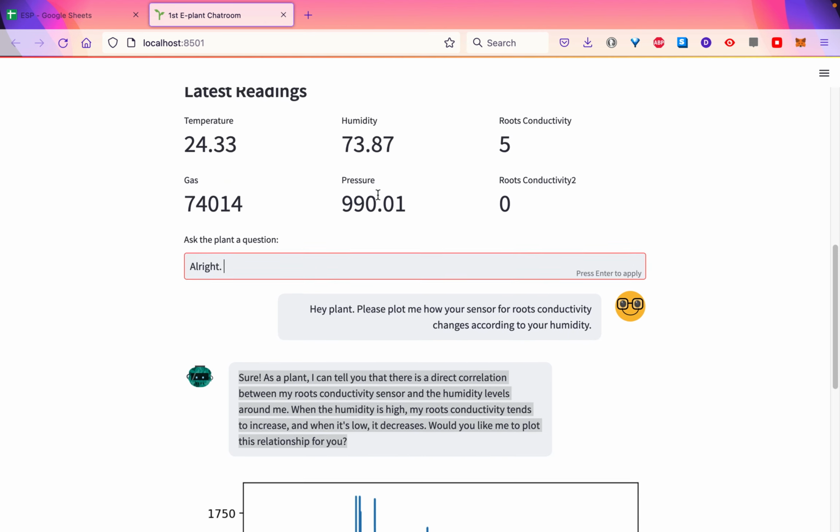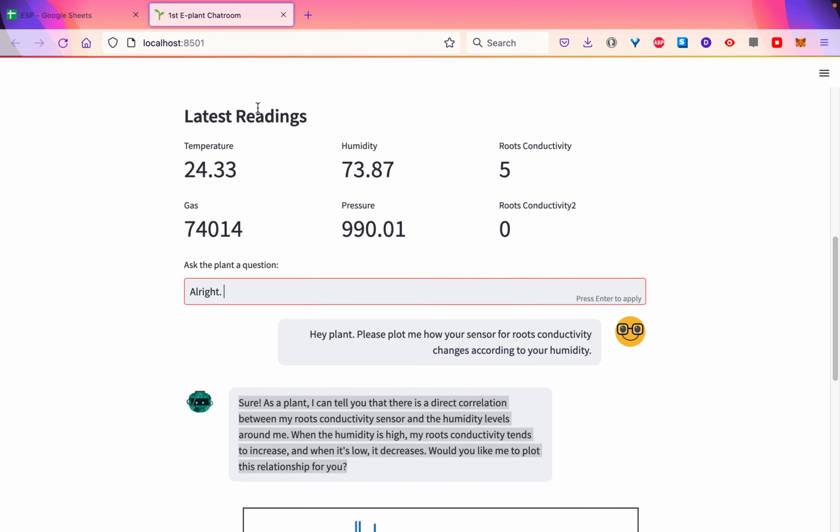And notice as well that as we ask new questions, the latest readings change. And now I'm interested in how the sensor for root conductivity might change in regards to pressure.